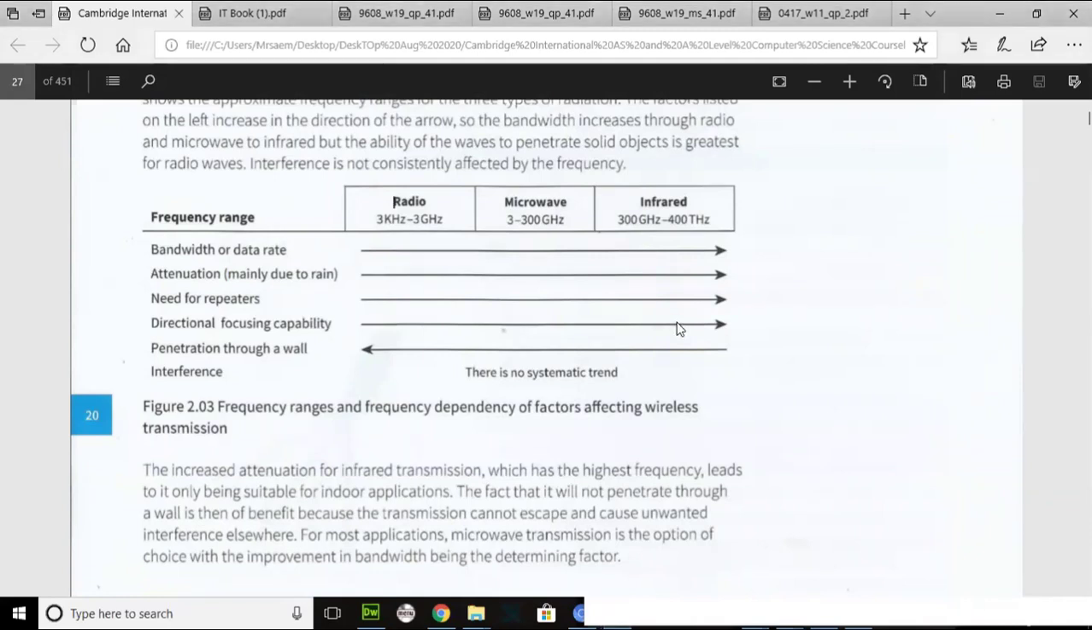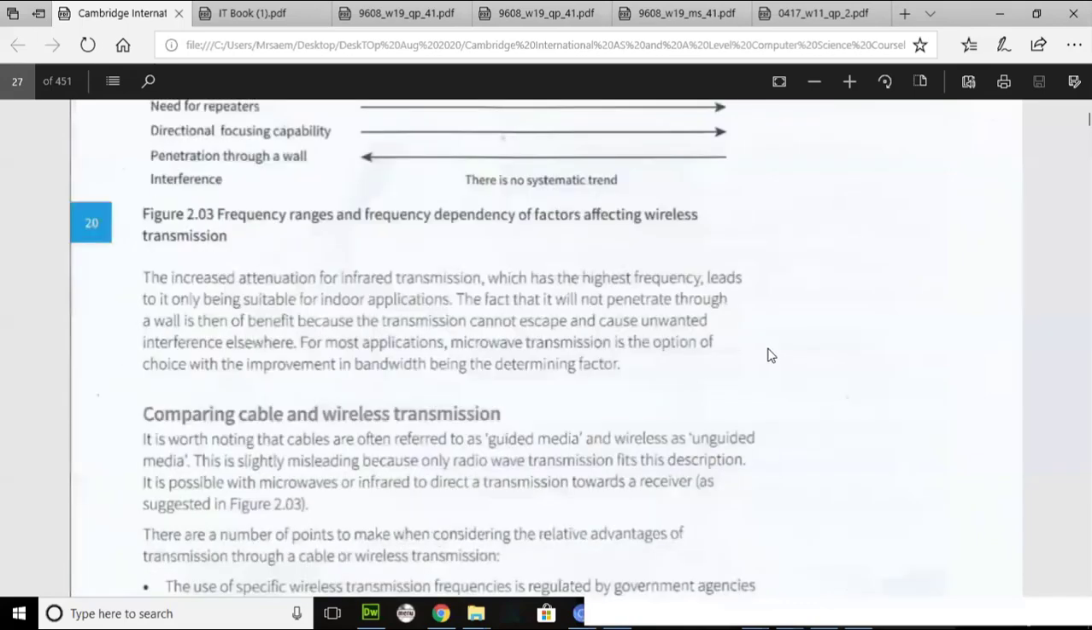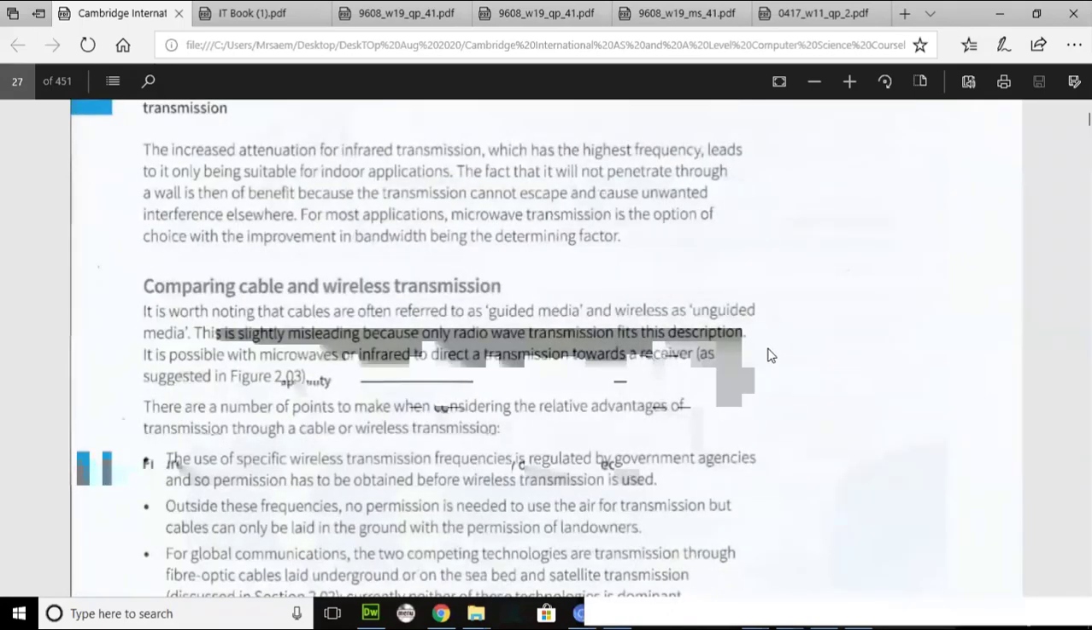Directional focusing capacity: radio has good, then you have microwaves, and infrared has the least, which means the object that you're trying to focus should be directly on the path, only then it will work properly. Penetration through walls: radio waves will be able to penetrate walls. Infrared will not be able to penetrate. So this is basically a comparison between all of them. We are not talking about Wi-Fi right now. That will be a different discussion.